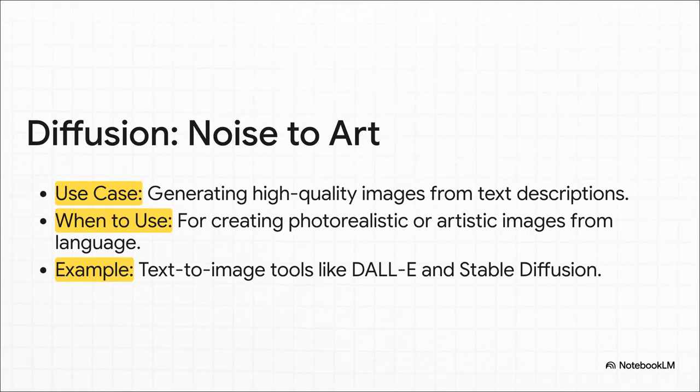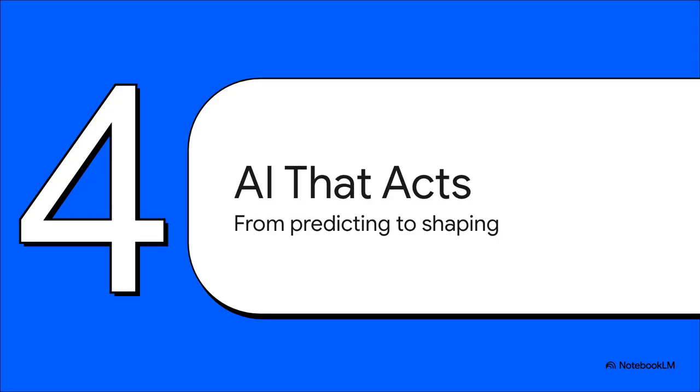The process itself is just fascinating. These models start with pure random noise. Think of old TV static. And then, step by step, they gradually refine that static until it perfectly matches a text description. It's this whole from noise to art process that powers those incredible text-to-image tools we see everywhere now, like DALL-E and Stable Diffusion.